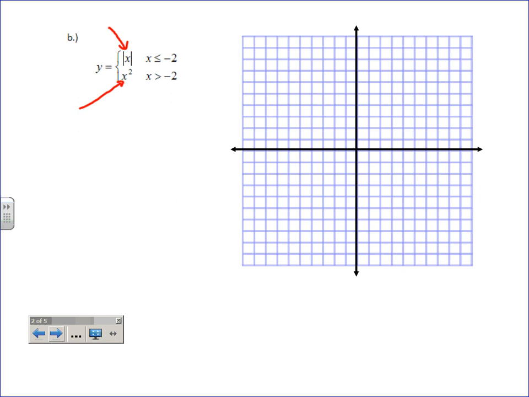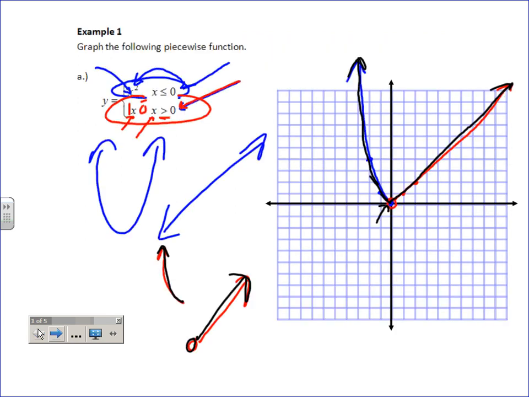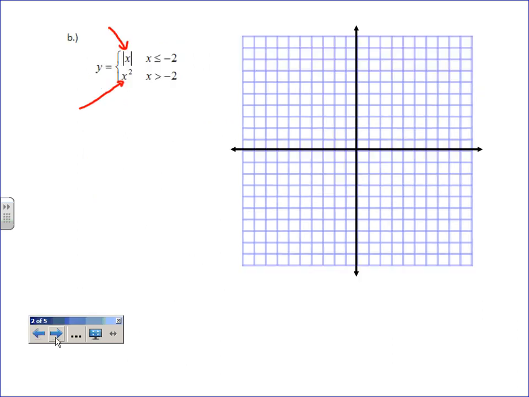Now you notice I was very nice with the first one, and I made the origin kind of where they connected. There's no guarantee that's where it's going to happen, or like I showed you on this bottom one, there's no guarantee they connect at all. All right? And so we start the same way. We'll do it in green this time. We'll just worry about the top piece. So we know it's a V, and we're going to talk about -2.